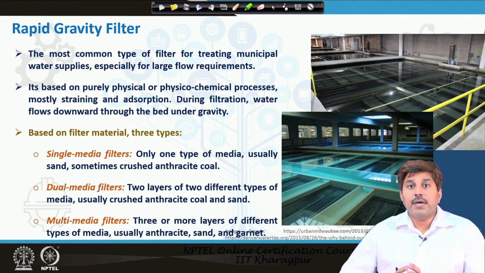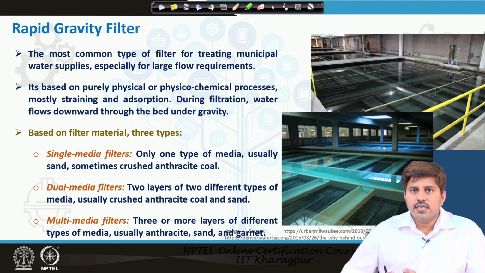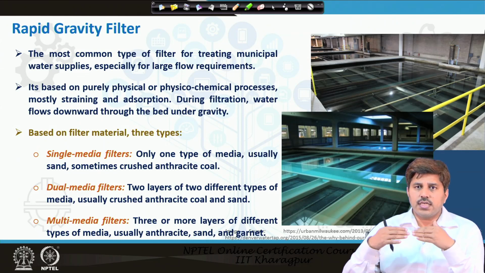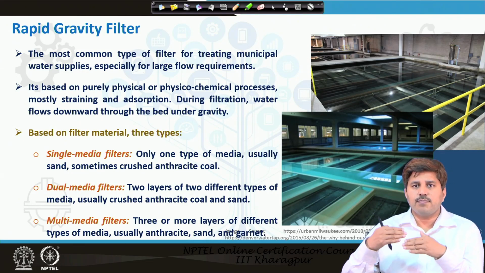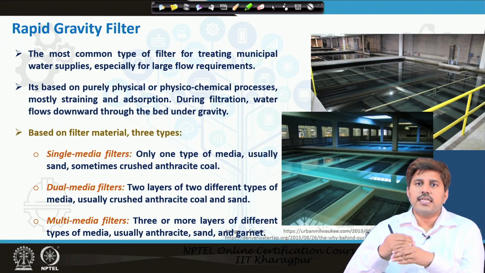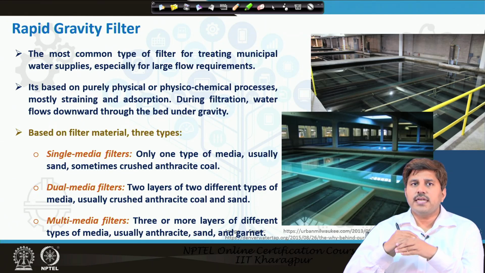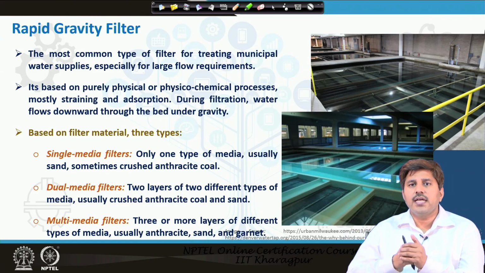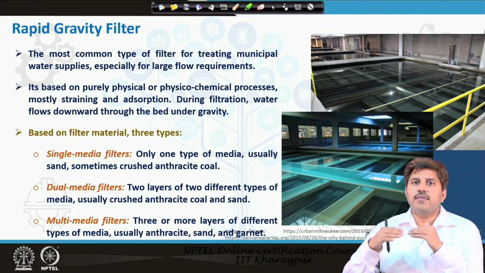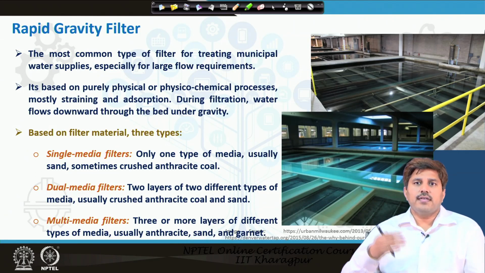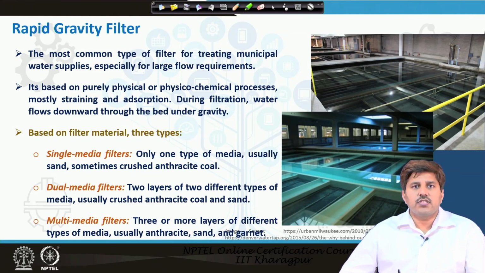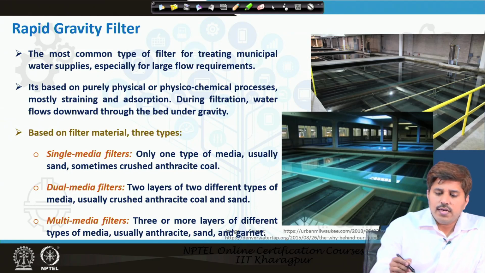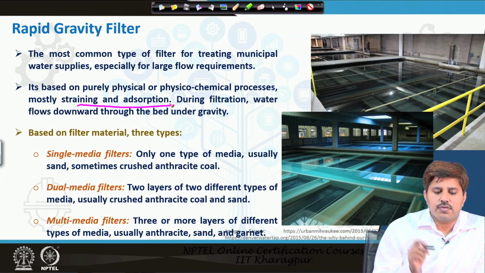We do not get biological activity in rapid gravity filters as we get in slow sand filters, because in order to develop a biologically active layer, that layer needs a larger time of operation, whereas rapid gravity filters have a much higher flow rate and are usually backwashed within a 1 to 2 day period. That is why we do not get the development of any biologically active layer, and as a result we do not get much biological activity. So, the major removal happens through the straining and adsorption process.